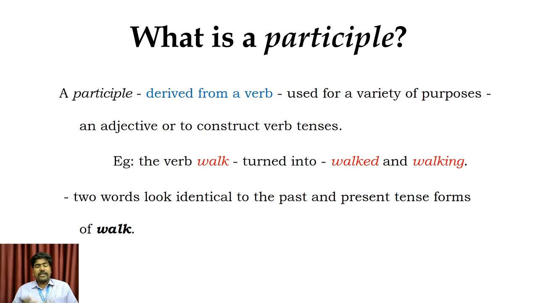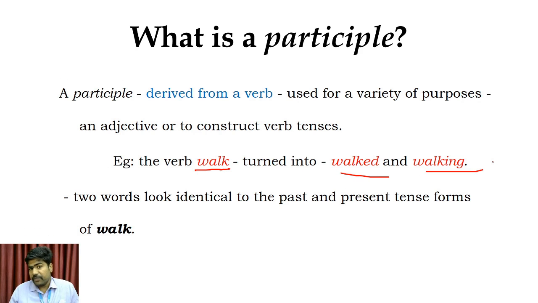Participle is a derived form of verb. It has a variety of purposes. It's an adjective to construct verb tenses. For example, walk is a verb. Here, walk is a verb, and the verb turned into walked and walking.